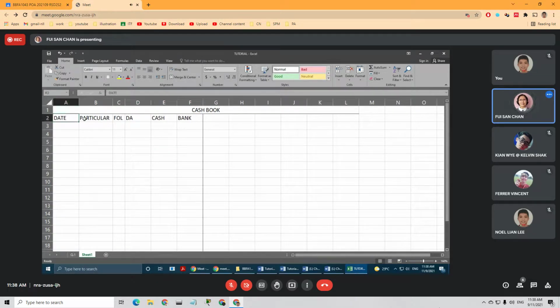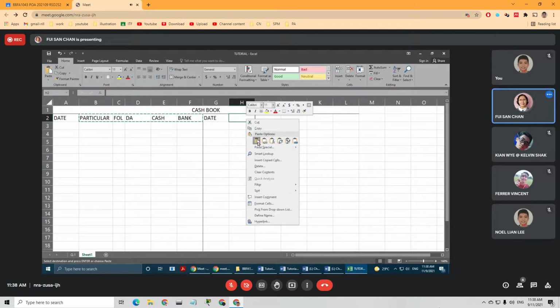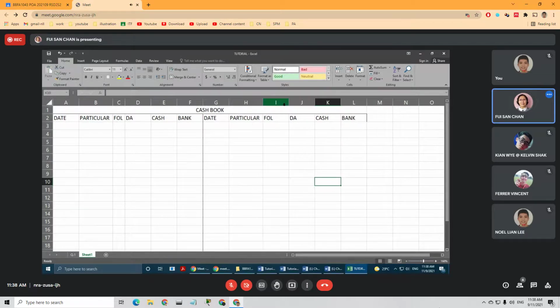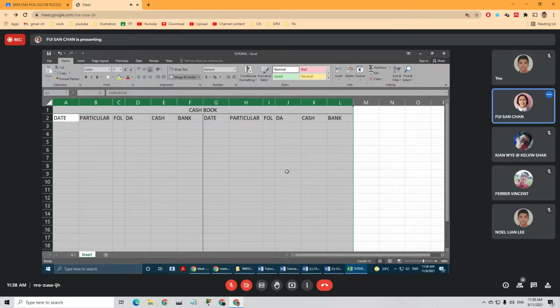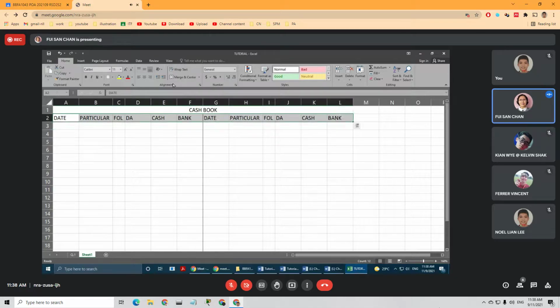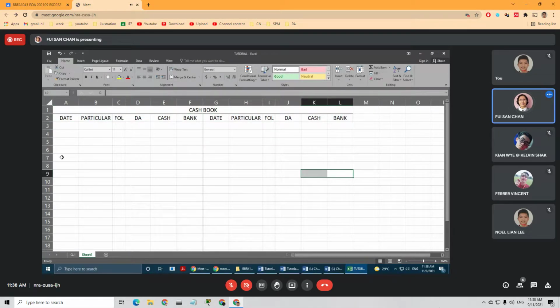So then I can copy. So debit side and credit side must be the same now, correct? Debit side and credit side must be the same. So it looks like this. Right, okay, then if I want to make it look nice, I'll put this in the middle, to make it nice. And then I need to put RM, in the middle, and then put RM here.